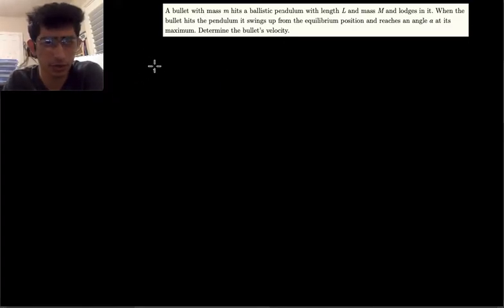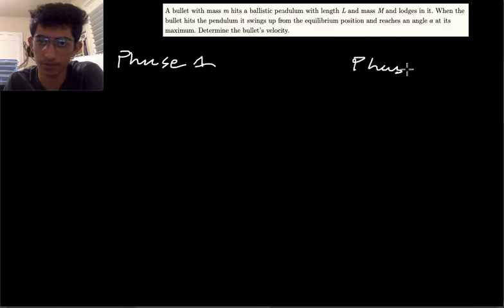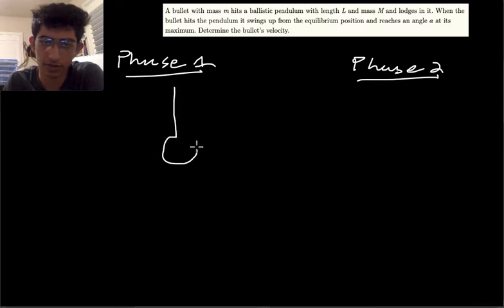So if I were to approach this problem, I would split it up into two phases. Phase 1 and Phase 2. In Phase 1, we have a pendulum at rest with an object hanging from it with mass big M. And we have a bullet traveling at velocity vb, this is the velocity that we're trying to solve for, with a mass little m. Now, I know that the bullet and the object are going to collide.